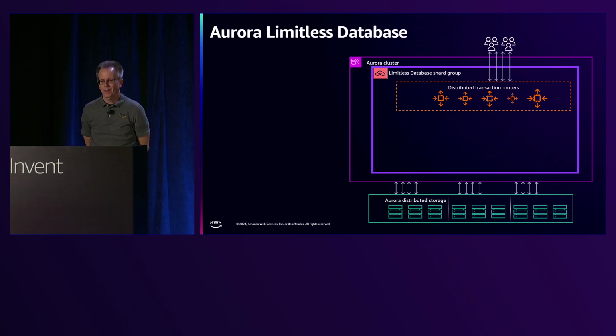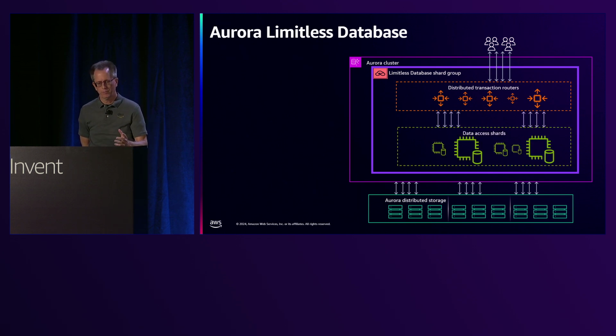And you can see that the connections just go into your normal CNAME that you would normally use for your cluster, and it's going to connect to this routing layer. So it doesn't look different from your application.